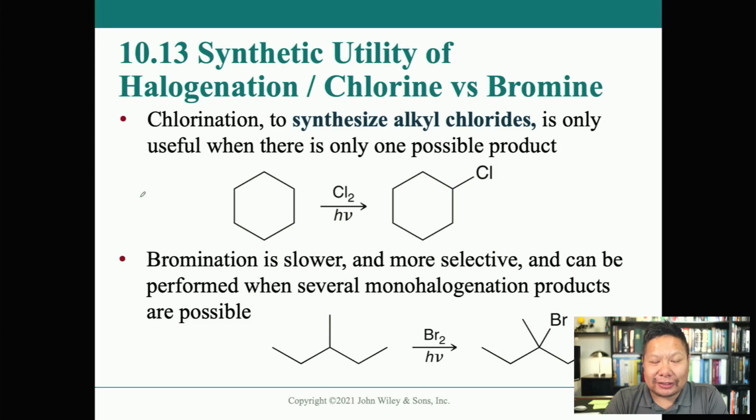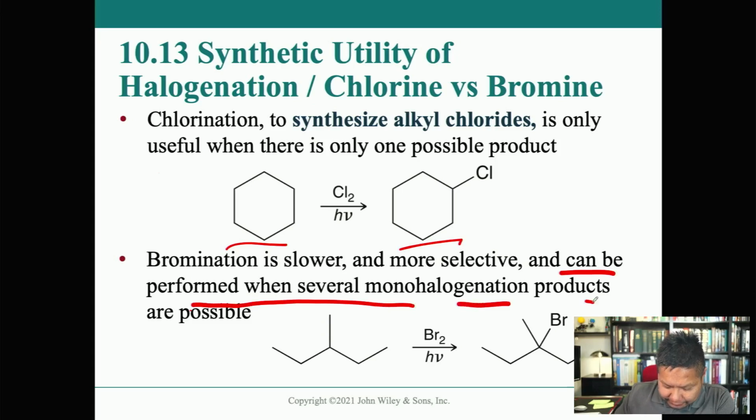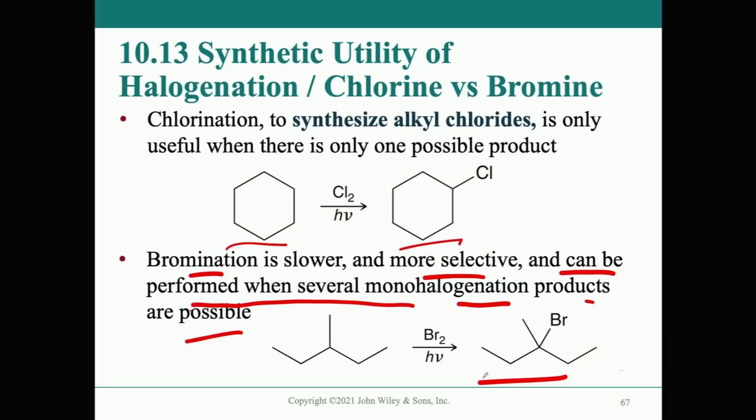So synthetic utility of halogenation, right? Bromine versus chlorine. So chlorination to synthesize alkyl chlorides is only useful when there is only one possible product, right? So here we have one possible product. Bromination is slower and more selective, however, like we were talking about before, and can be performed when several monohalogenation products are possible, right? And that's because, like I said before, bromination is super selective, much more selective, and that was based all on the energetics, if you recall. I was just going to show you the rest of this molecule right here. There we go.